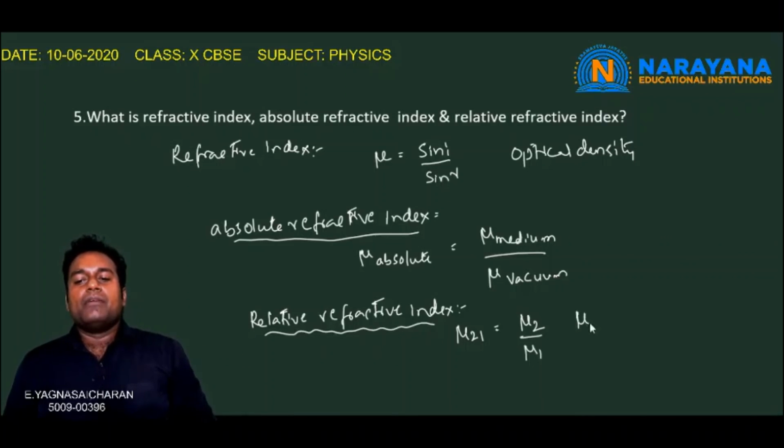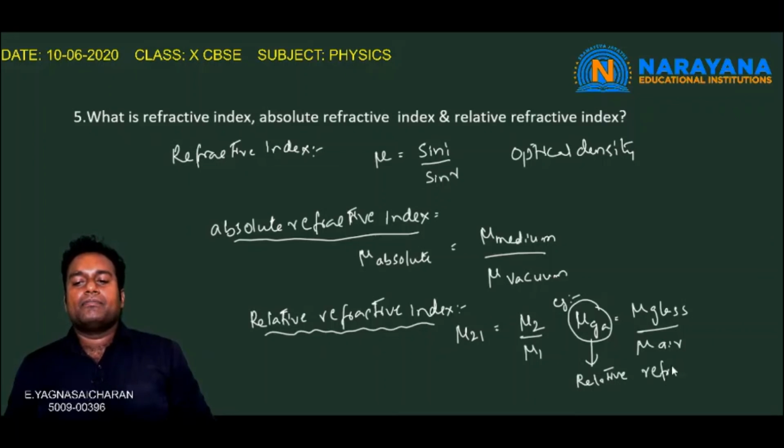For example, if we want to consider the relative refractive index of glass with respect to air, we are going to write mu Ga. It is the refractive index of glass by the refractive index of air. So this is going to give this value as the relative refractive index of glass with respect to air.